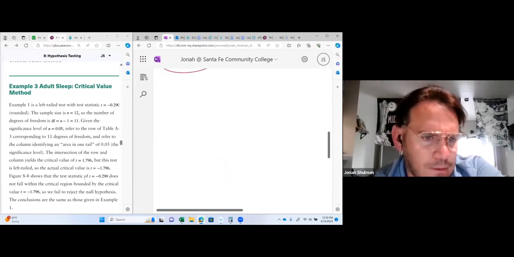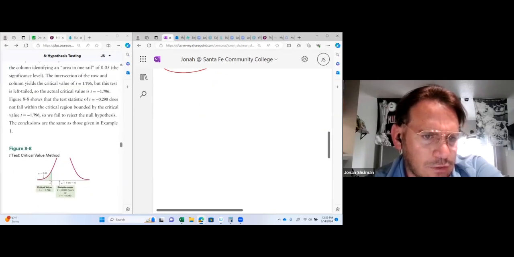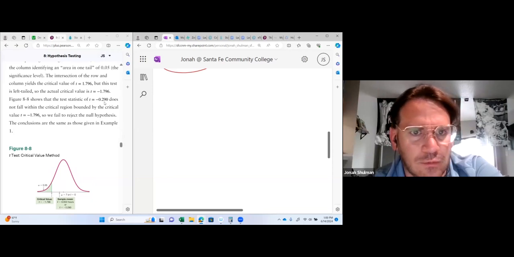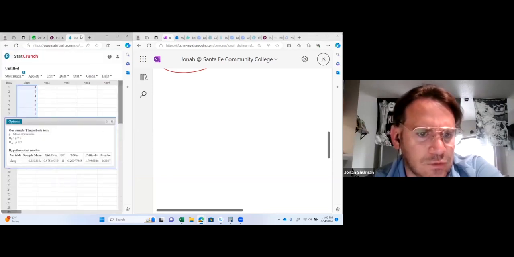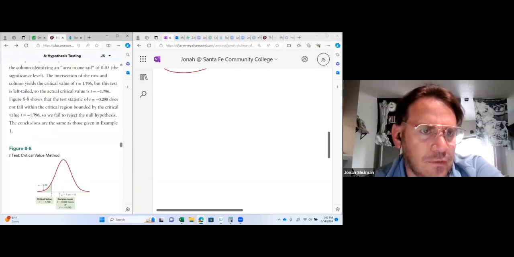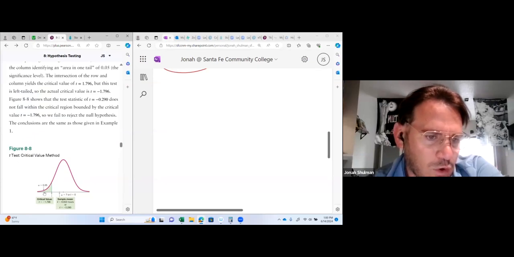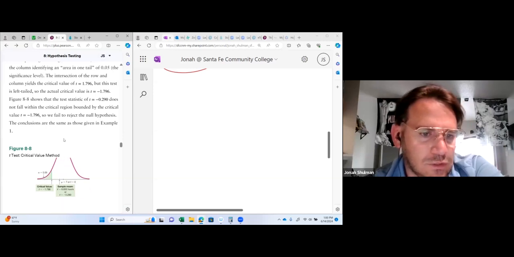Okay, so now the test statistic does not fall outside of the critical value. We got this value when we did the stats, right? The negative 2.9 is not more extreme than the negative 1.796. So that is why we fail to reject the null using this way.